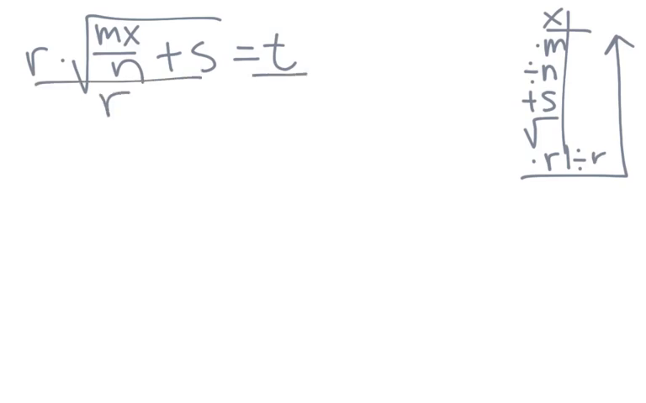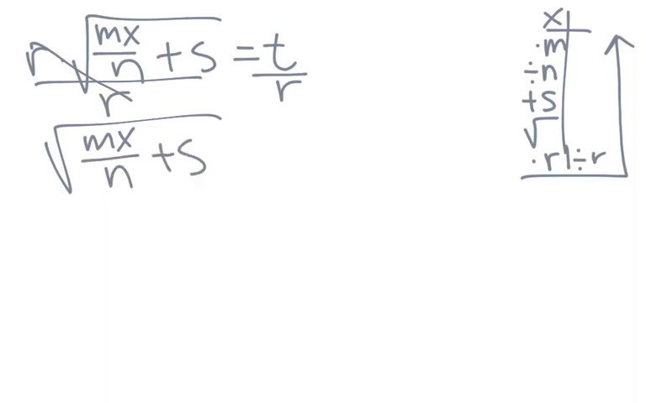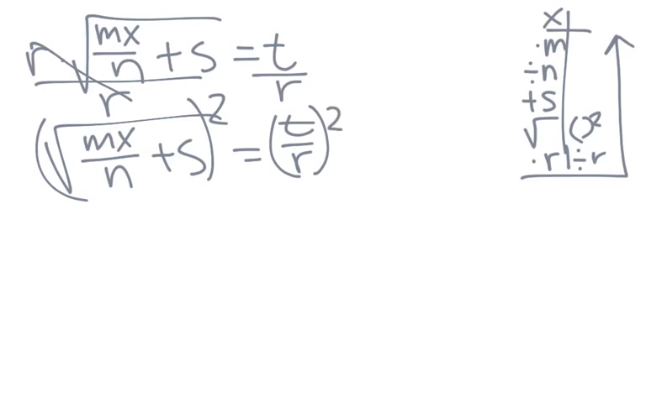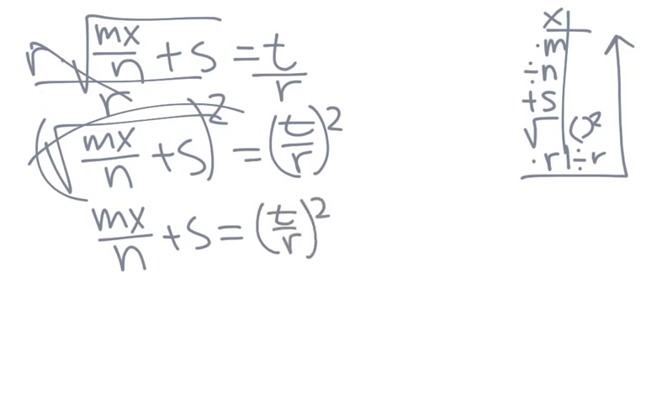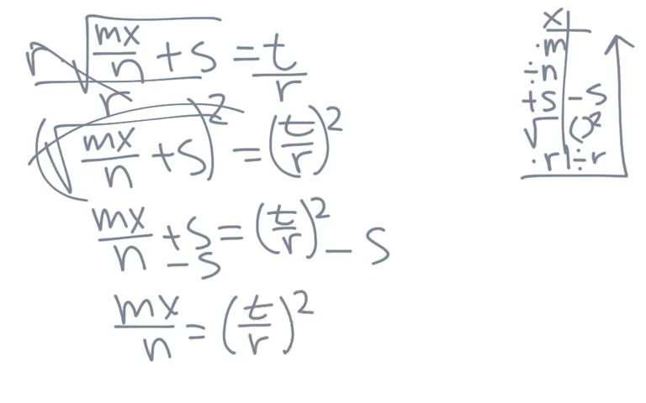So divide by r first. Square root of mx over n plus s equals t over r. The opposite or inverse of square root is a square, so I square everything. And that undoes that, so I'm left with mx over n plus s equals t over r squared. Then we would subtract s to get rid of the plus s. So mx over n equals t over r squared minus s. Then we multiply by n.